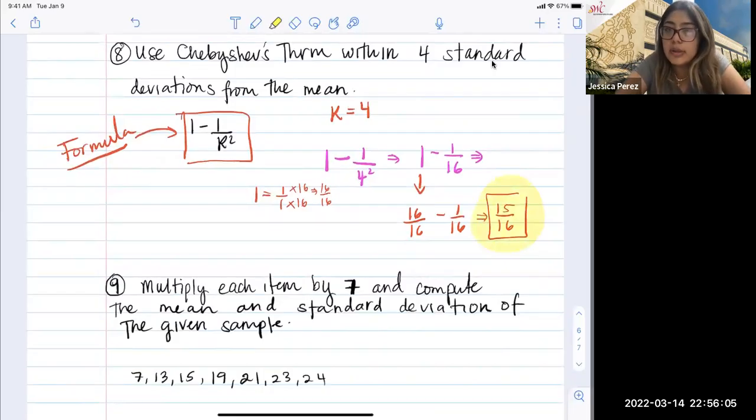Be very careful when you are dealing with Chebyshev's theorem. Do you know how to use fractions? Do you know how to square fractions? You need to be very specific here. Do you know how to use the LCD? All that good stuff. Okay, you need that.